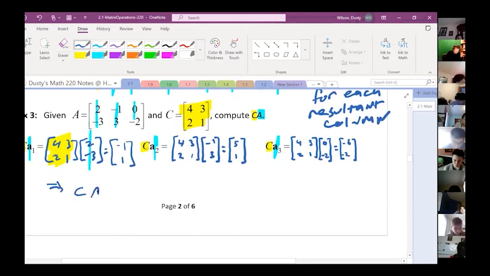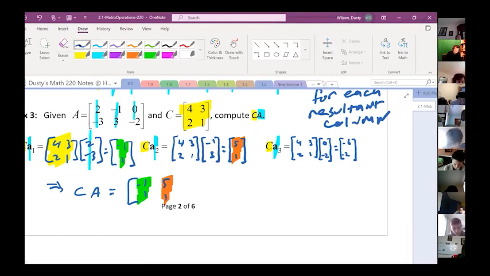That gives me that C times A equals minus 1, 1 from here. That gives me my first column. And then I already worked out the next two. So C times A2 is 5, 1. So that'll give me my second column. And then C times A3 is negative 6, negative 2. And that'll give me my third column.